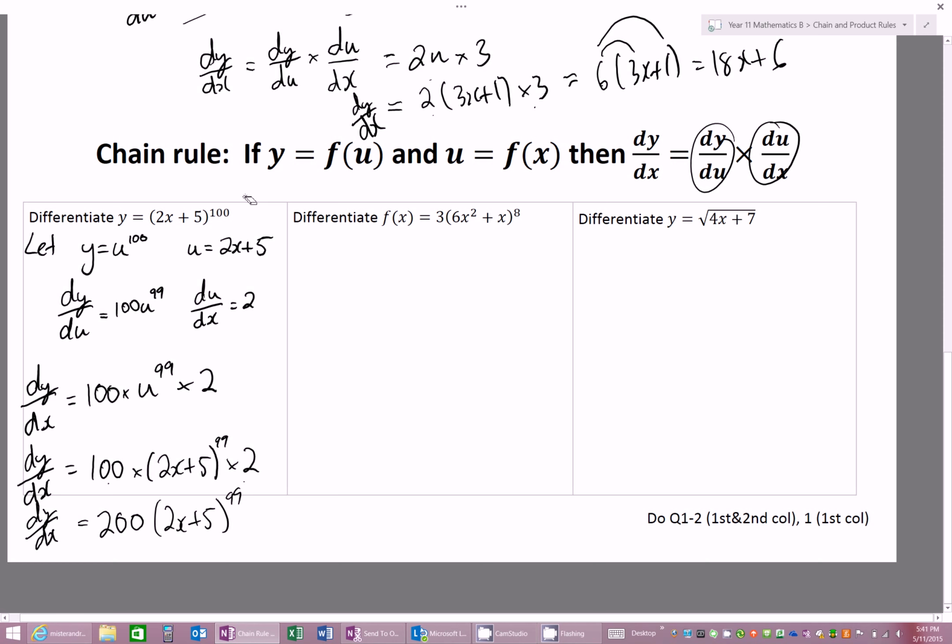Okay, example 2, I'm using the f of x notation. It's all good, we'll have the same sort of scenario.